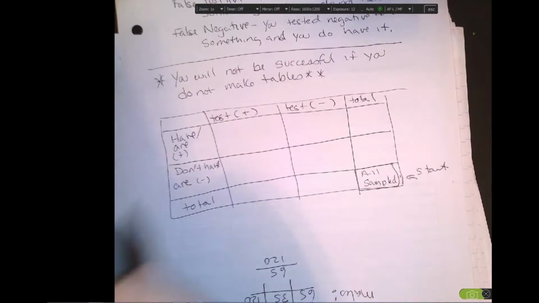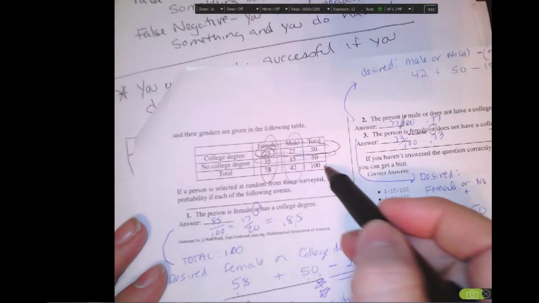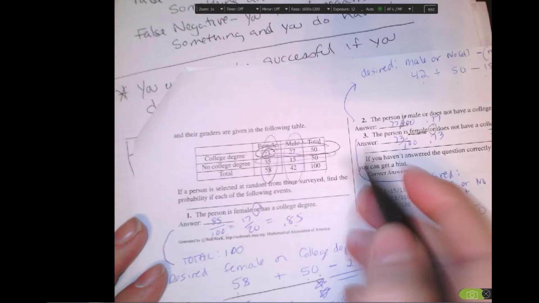Okay, that is all on this for probability. I do want to do a conditional. Who can tell me what conditional probability is? Anybody? What is it? If or given. Perfect. That means something has happened already. You're not selecting from everyone.